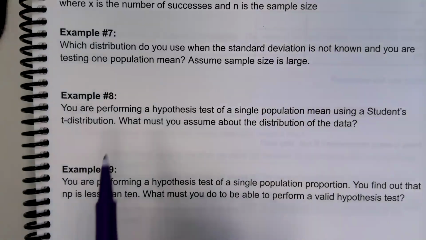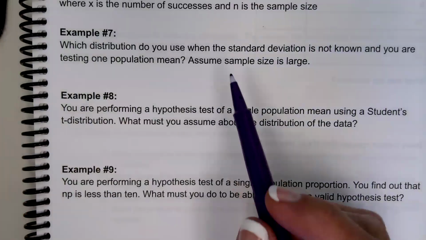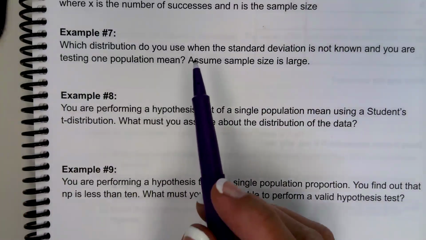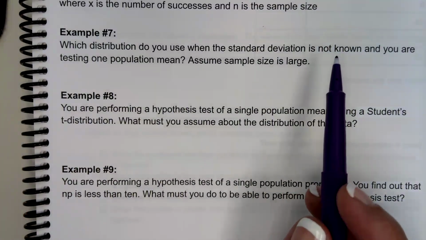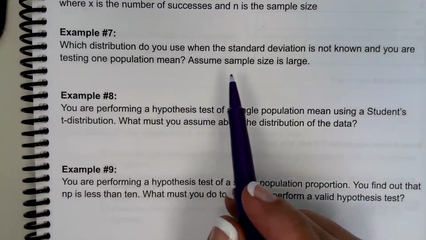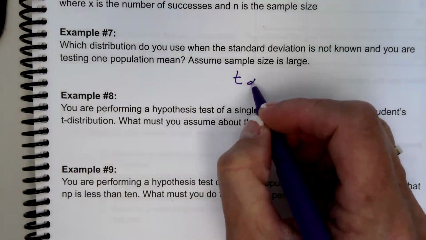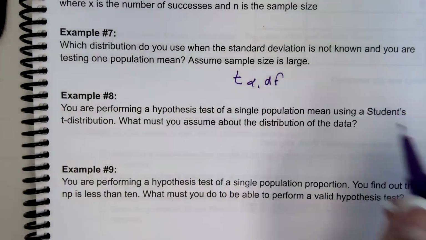Our standard error here is the square root of P times Q divided by N. So examples 7, 8, and 9 are asking us to decide what distribution we're using. Example 7 says, which distribution do you use when the standard deviation is not known and you're testing one population mean? We're going to assume our sample size is large. So we're going to be using the T distribution with alpha and degrees of freedom.